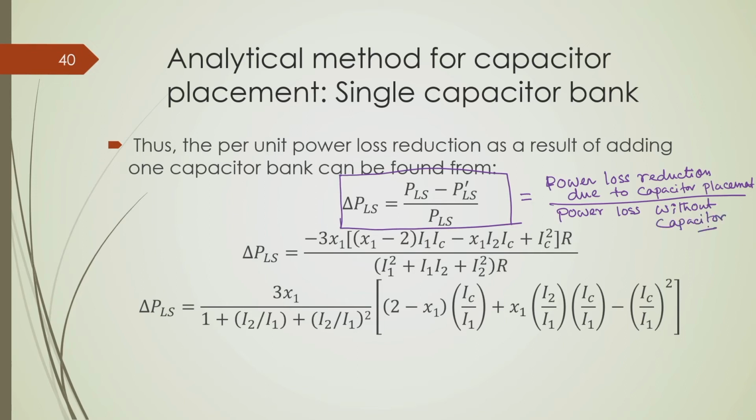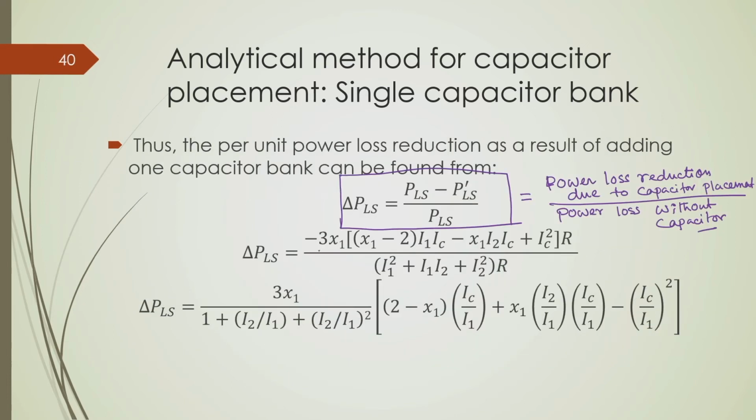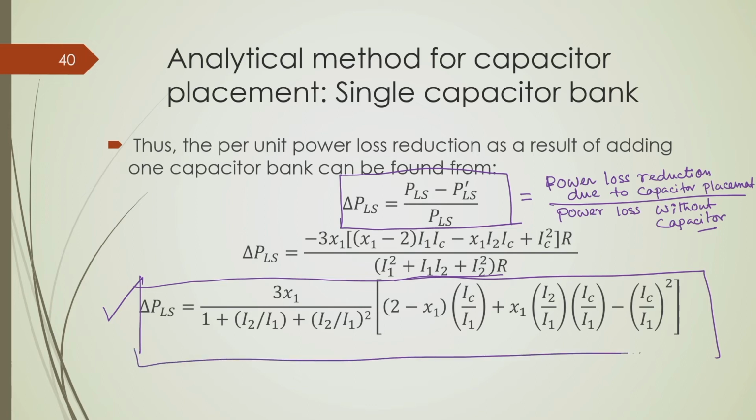So, this is the ratio, and you can see that this part is basically eliminated, because this is common and this part will remain, okay, and this is divided by this power loss without capacitor. So, if you simplify this, then you will get del PLS coming out to be this expression. Okay. So, you can verify whether it is true or not.